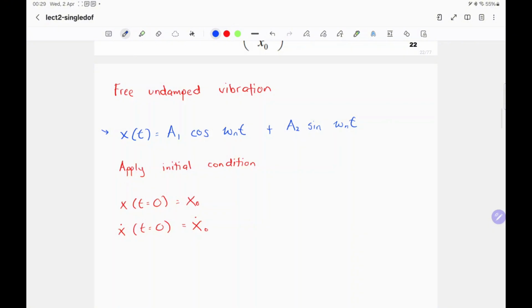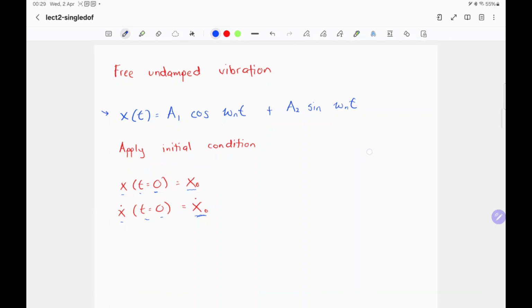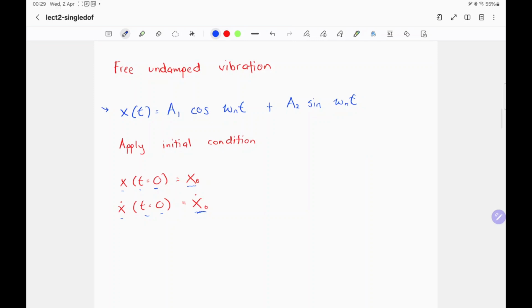So we apply initial condition, okay? So x when t is equal to 0 second, or we write it as x naught, and x dot when t equals 0, or we write it as x dot naught. So now we know that we need to replace time equals to 0 in this equation. So we need to put this as 0, this as 0, and this as 0. Okay, this is with the first initial condition.